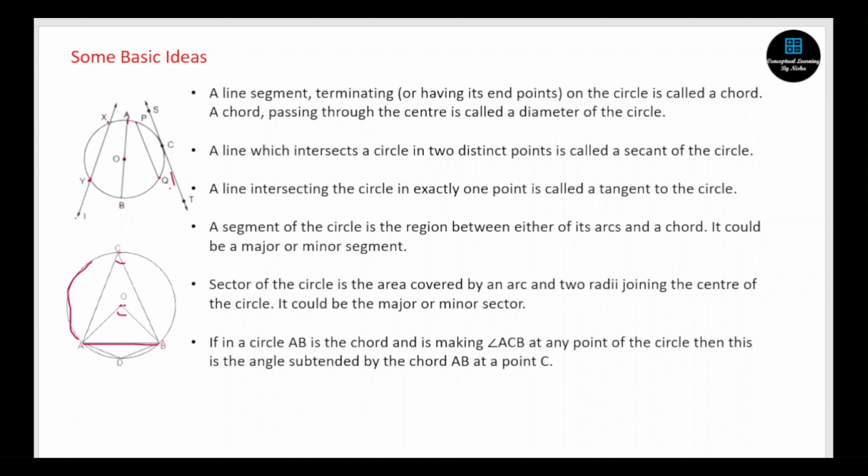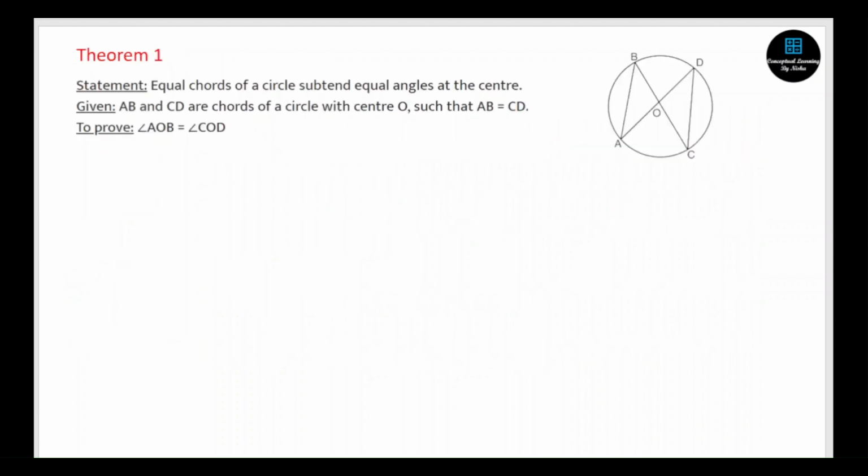Then sector: when I talk about these two radii, the area covered in the major segment is called the major sector, and the area covered in the minor segment is called the minor sector. So these are some basic ideas. Now based on that, we'll prove some theorems.